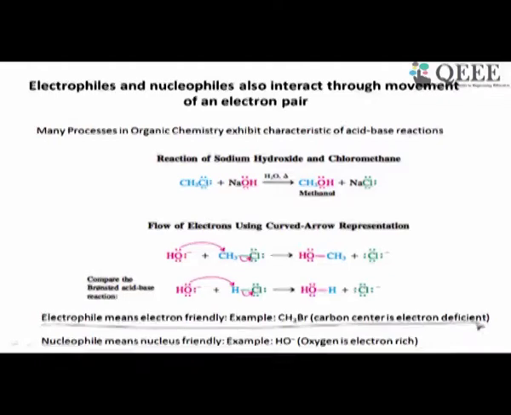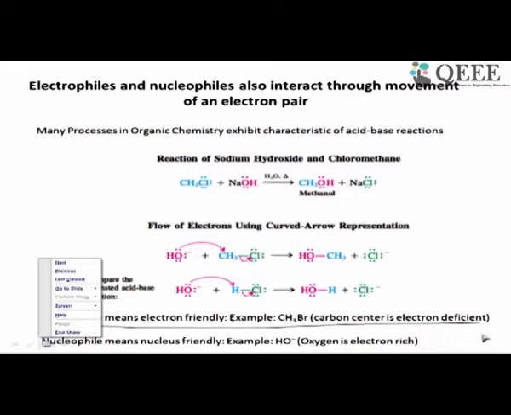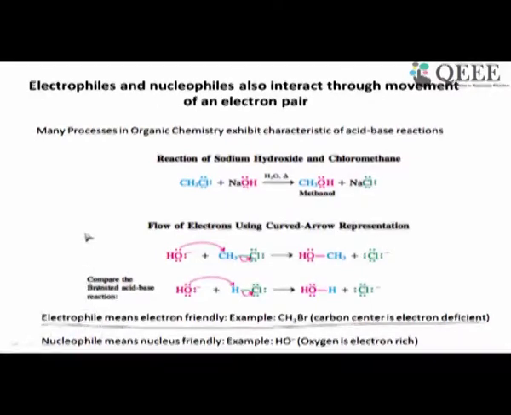Here it's written. Electrophile means electron friendly. It is deficient in electrons, so it wants to take up electrons. Nucleophile means nucleus friendly. Because the nucleus is positively charged, a nucleophile is something which has electrons with it, so it tends to go to the positively charged species. In other words, a nucleophile always attacks an electrophile.